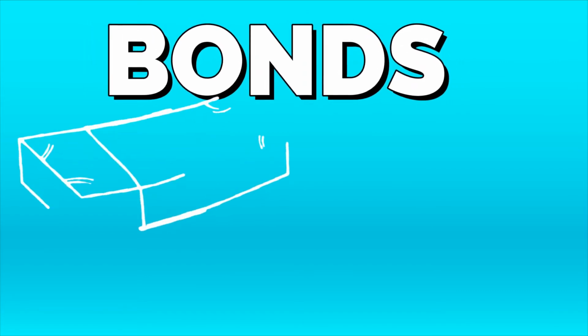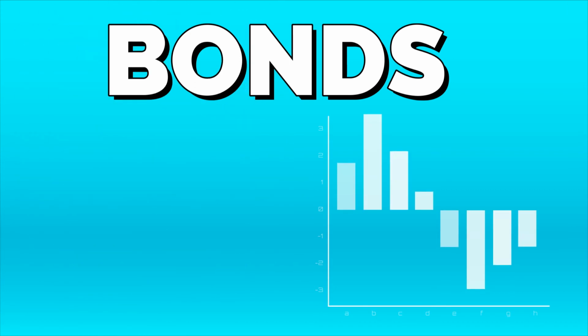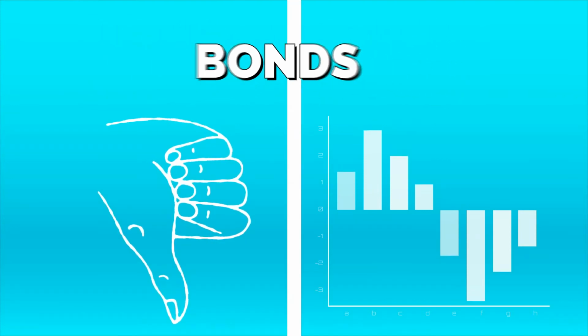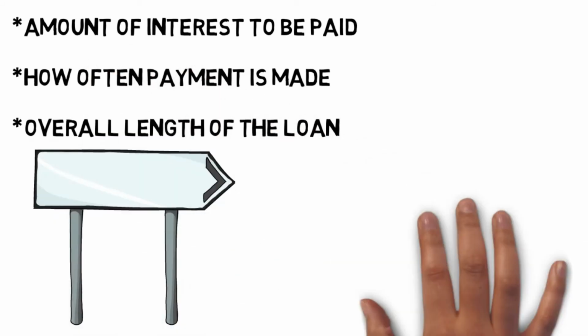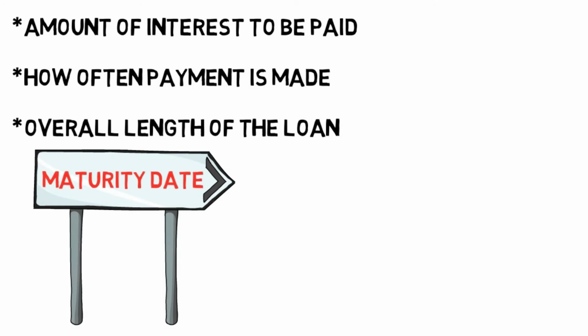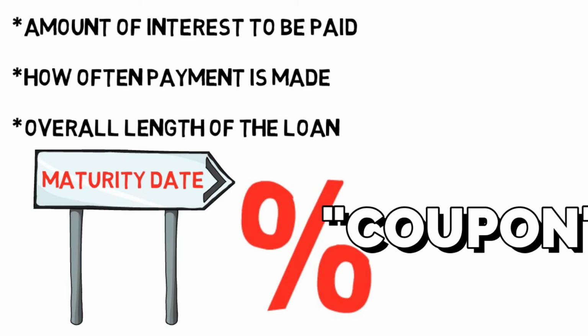Bonds exist as a way for companies or government bodies to raise money to finance new projects, maintain ongoing operations, or to refinance existing debts. The details of the bond vary in relation to the amount of interest to be paid, how often payment is to be made, and the overall length of the loan, meaning how long until you get your money back. This end date is called the maturity date. The interest that you earn during the loan period is called the coupon.